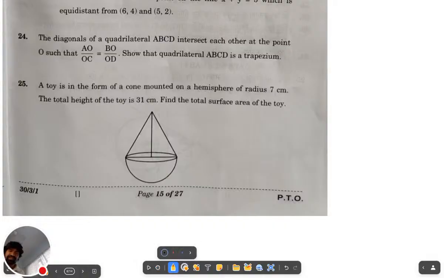Now 25th question is, a toy is in the form of a cone mounted on a hemisphere of radius 7 centimeters. So the toy is like a cone on a hemisphere of radius 7 centimeters. The total height of the toy is 31 centimeters. Find the total surface area of the toy. So the total height of the toy is given. Total surface area of the toy will be curved surface area of hemisphere plus curved surface area of cone. Okay, let's find it.